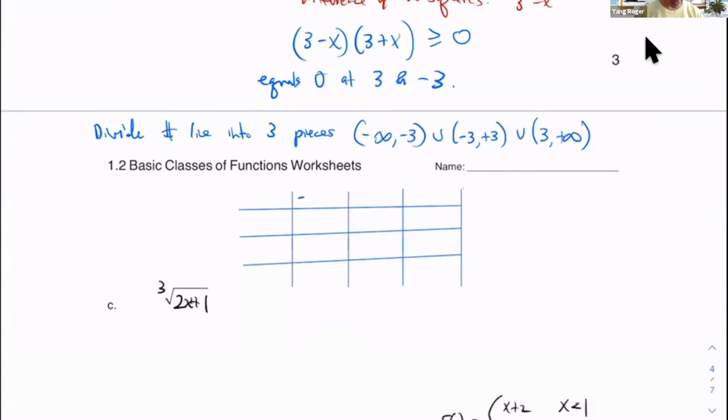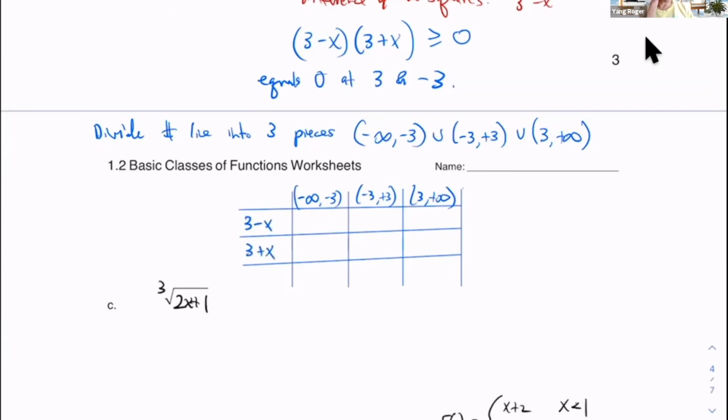So this goes from -infinity to -3. This guy goes from -3 to +3. This guy goes from 3 to +infinity. And then along the vertical side on the left there, I'm going to put the different factors of our inequality or function. So I have a 3 minus x and I have a 3 plus x.